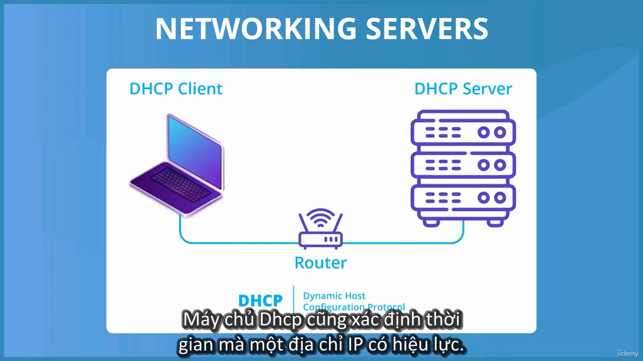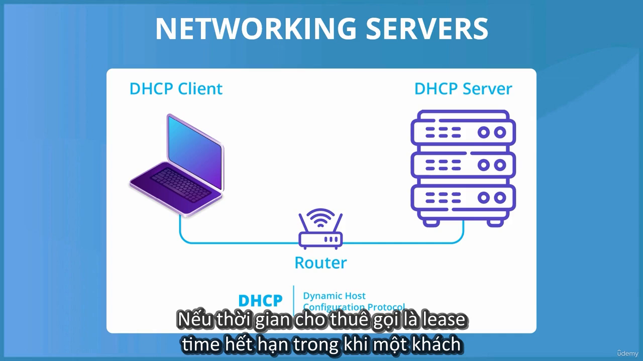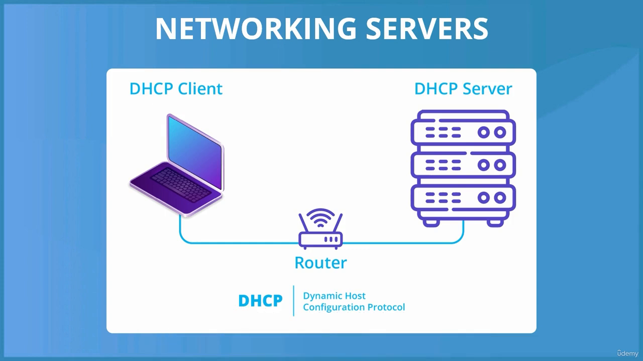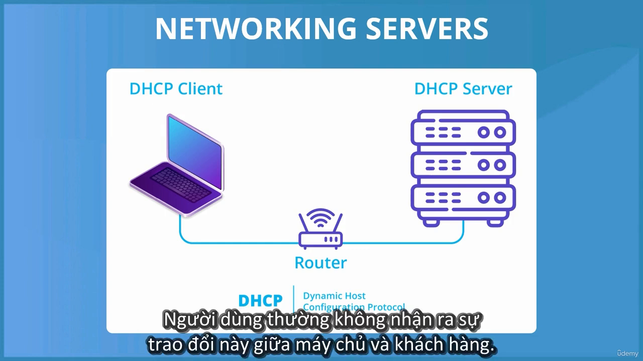The DHCP server also determines how long an IP address is valid. If the so-called lease time expires while the client is still active, it tries to automatically renew the lease time. Users don't normally notice this exchange between the server and the client.